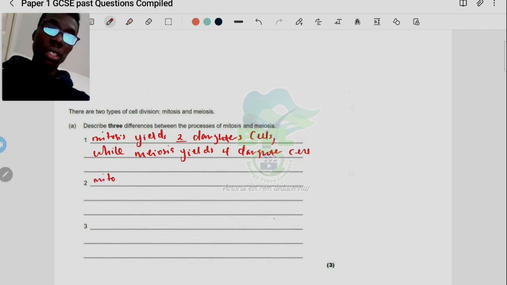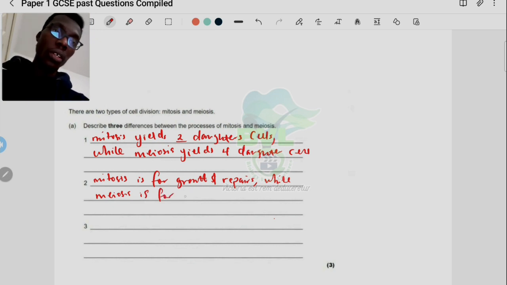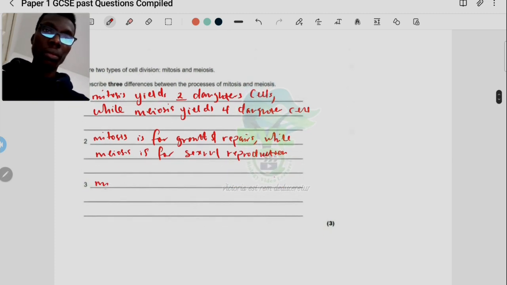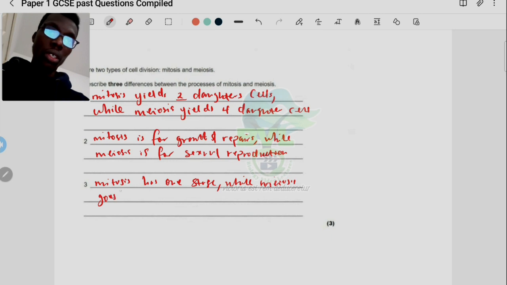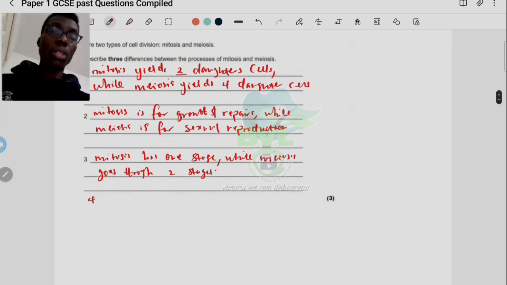We can say again, mitosis is for growth and repairs, while meiosis is for sexual reproduction, to form gametes as it were. Then we can say that mitosis has one stage, while meiosis goes through two stages. Then I can go on and on, but let me just add one more.